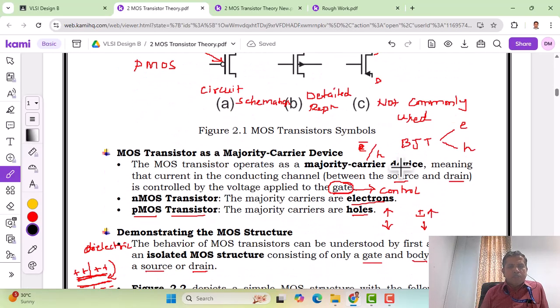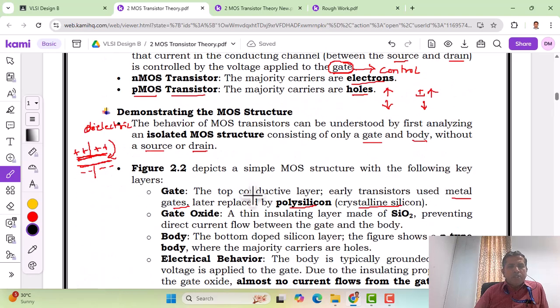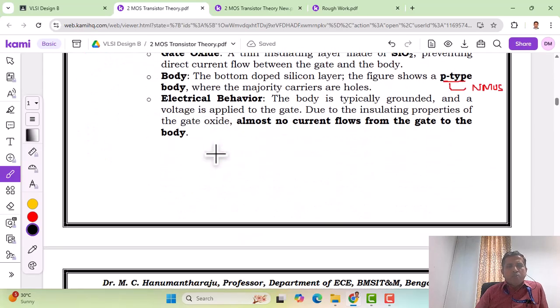Following this, we discussed the majority charge carriers in the NMOS and PMOS transistors. The majority charge carriers in NMOS transistors are electrons, whereas in PMOS transistors, the majority charge carriers are holes. And later we discussed the demonstration of the MOS structure. In this demonstration, we isolated the MOS structure that consists of only the gate and the body, without the source and drain regions. And in this context, we explained three modes of operation.